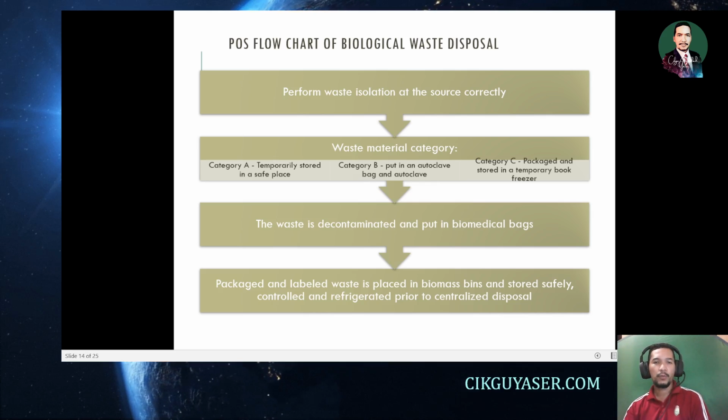The waste, after we categorize it, will be decontaminated and put in the biomedical bag, and after that we pack and label the waste and place it in the biomass bin and store safely, controlled or refrigerated. For example, the last category we will put in the refrigerator prior to centralized disposal.